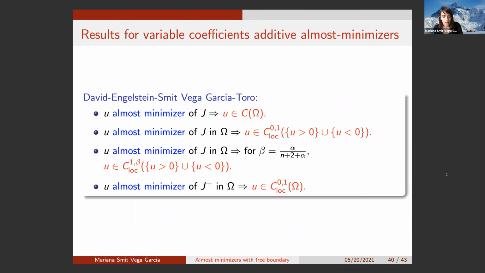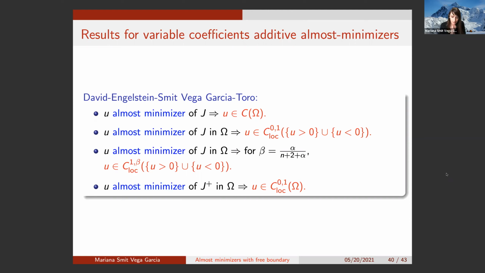So the results we were able to show were, first of all, that our almost minimizers are additive almost minimizers with variable coefficients. They are continuous. We were able to show that we are actually Lipschitz, first away from the free boundary. Then we were able to show that we are C^{1,beta}, with a beta that depends on the dimension n and on the alpha that appears from our error. And then we were able to show that for the one-phase problem, we are locally Lipschitz. Let me mention that here we did follow the general ideas introduced by Guy and Tatiana, but we had really significant challenges because of the variable coefficients.